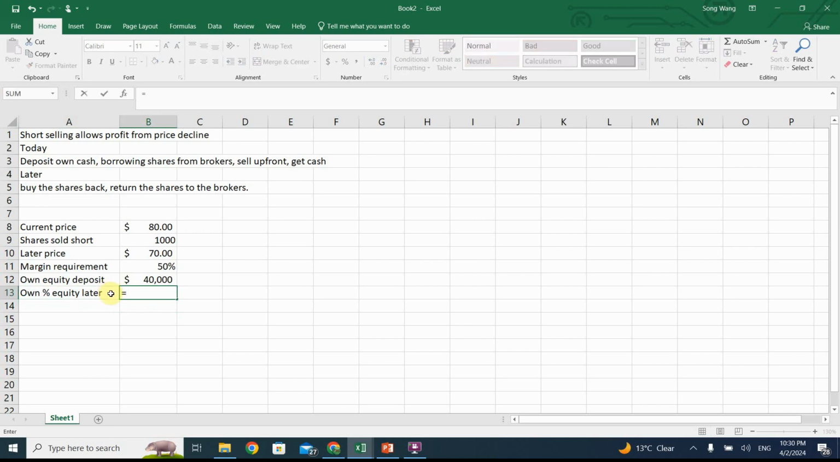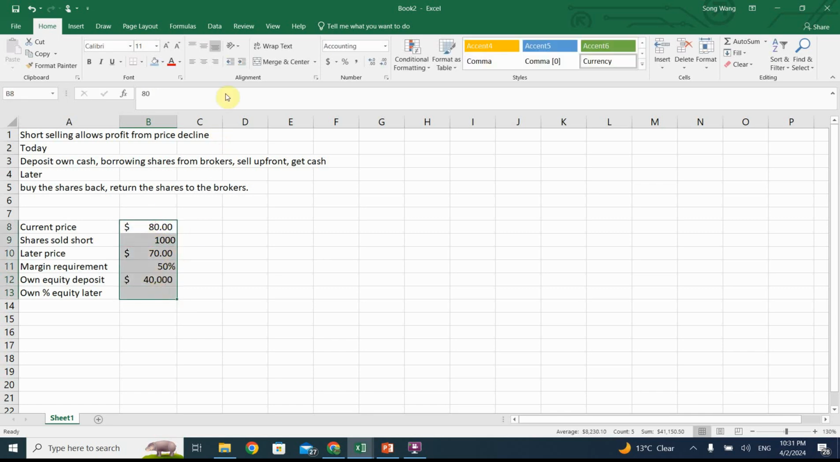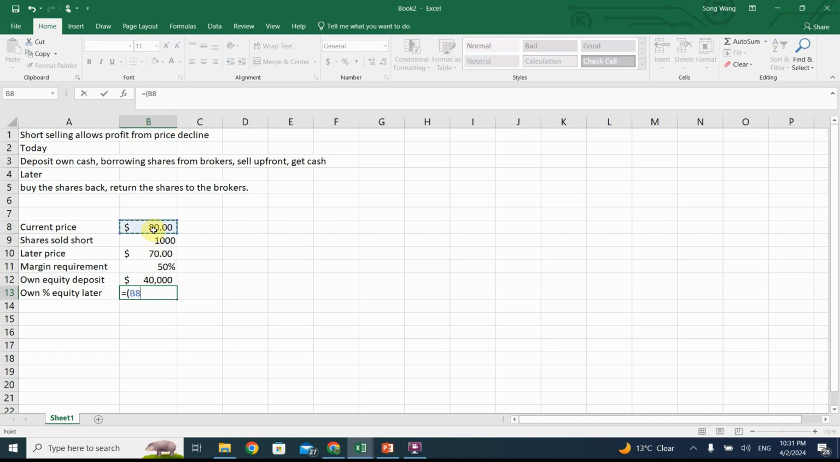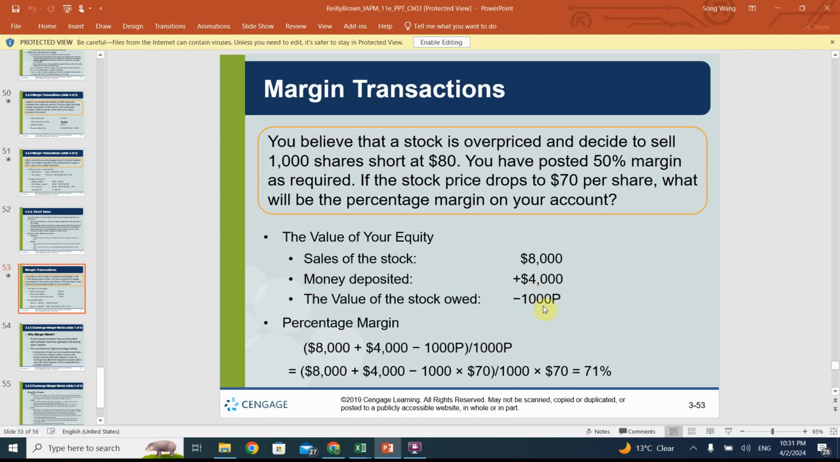Okay, and then you will need to get the own equity percentage later. So you're going to add the $80 times 1,000, let me just do the arrangement. It equals 80 times 1,000, plus the own equity, and then minus $70, the later price, times the shares involved, divided by the later price times the shares involved. Okay, and this has to be in percentage. So what you see here is if the stock price dropped by 10%, then your own equity actually increases to 71% from 50%.